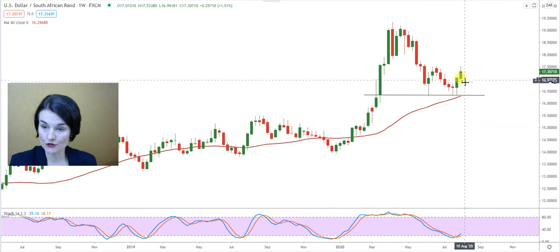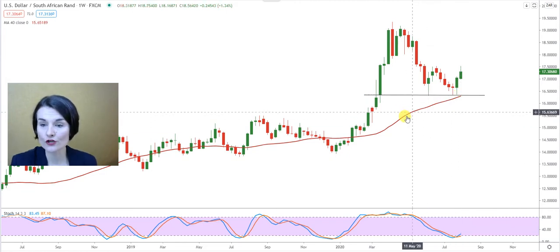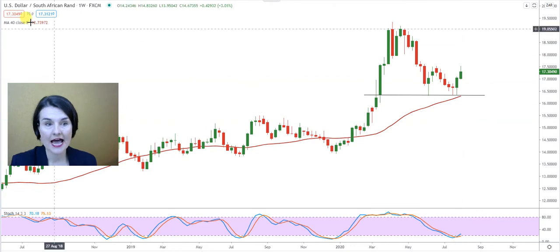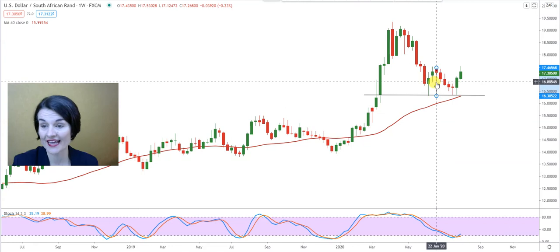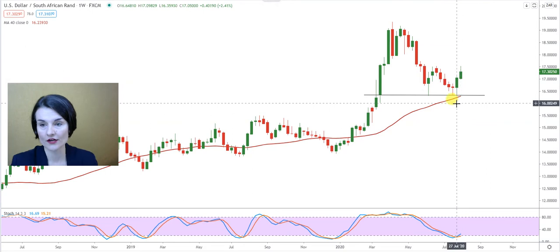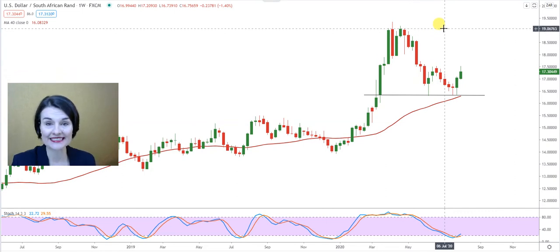If the rand retraces and comes back to the neckline, waiting there around 16.30, which is also very close to that 40-week moving average, below these levels we can assume that the rand will strengthen further. We've mentioned before, the first conservative target of the strength in the rand, should it get there, is about 15 rand against the dollar. But above 17.53, the rand can go back to 18.55, 18.80, and again back there around 19.10.